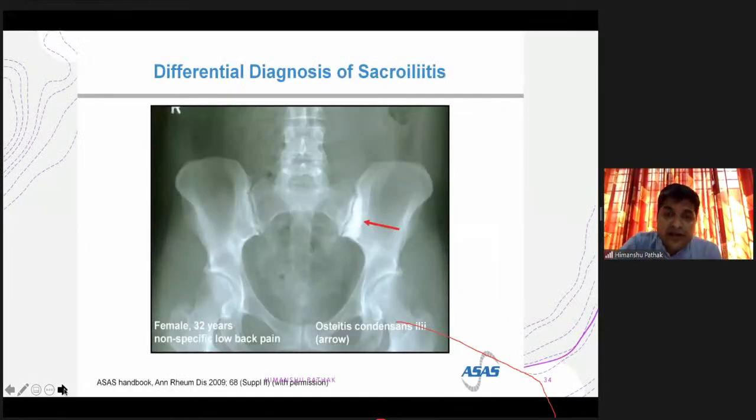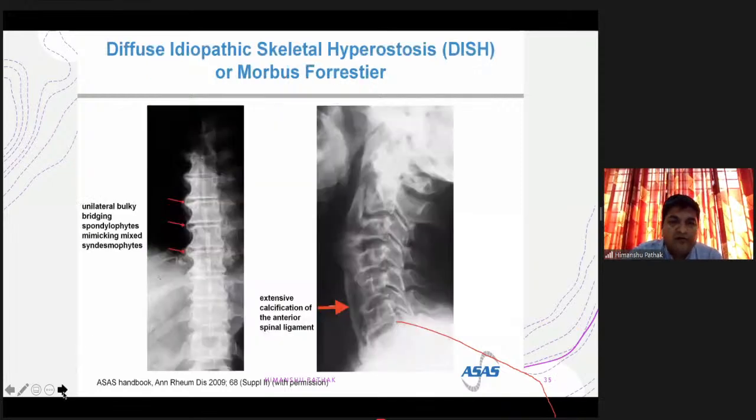So these are some differential diagnoses. Not all back pain is ankylosing spondylitis or mechanical back pain. This is a 32-year-old lady who came to you with a history of non-specific back pain, and you order a sacroiliac X-ray, and you find hyperlucent shadows only on the iliac side, and there is nothing on the sacral side. So this is osteitis condensans ilii. This is not sacroiliitis. All these things you need to be mindful of.